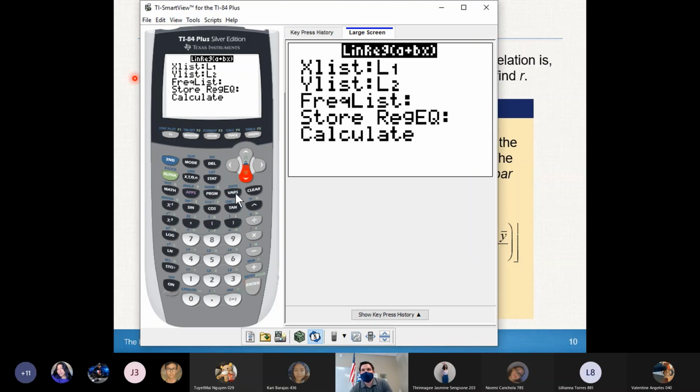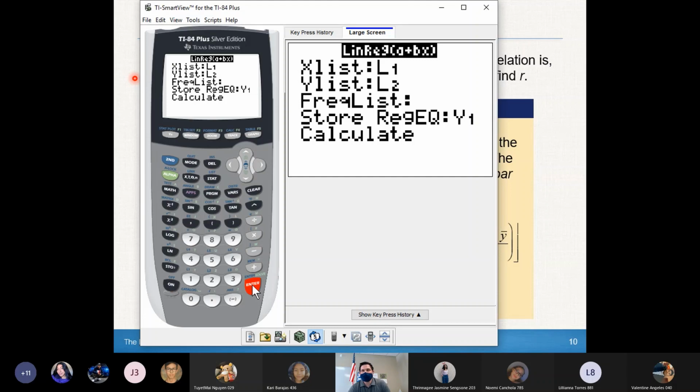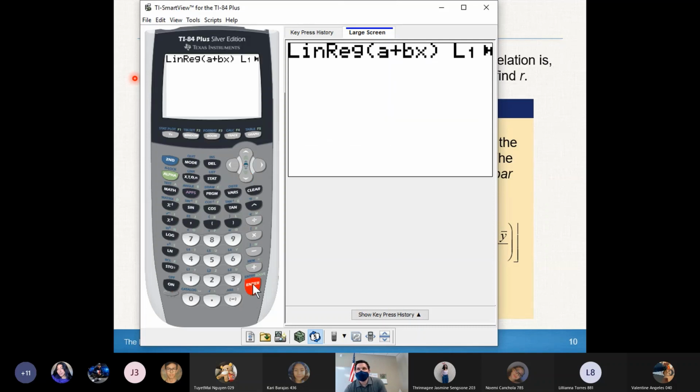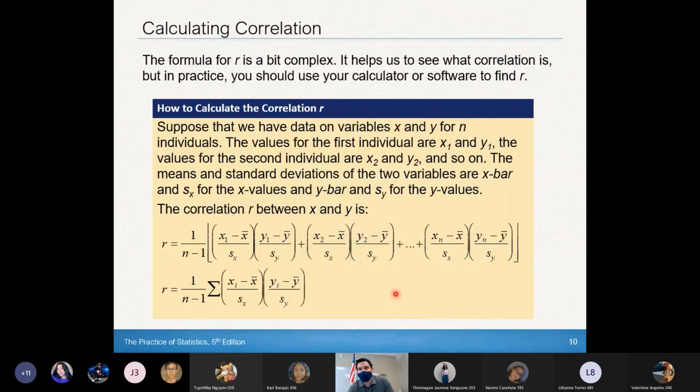All right, so I'll go to Vars, Y-Vars, Function, and select Y1. So it's going to save it in my graphing calculator as the Y1 equation. And then go to calculate. All right. And here's R, 0.9358669, and so on. That's going to be way faster than trying to calculate this silliness by hand. Much less room for error. Plus, you get more things that we will be able to use in other places. All right, so please use your calculator. Don't do this by hand.